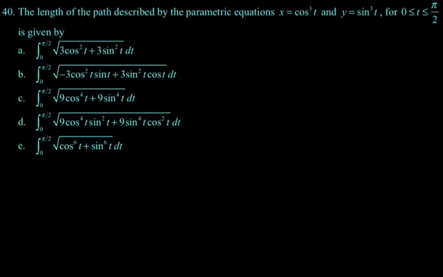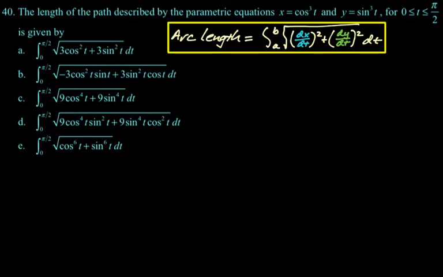All right. The length of the path described by the parametric equations, x is cosine cubed of t and y is sine cubed of t between 0 and pi over 2 is given by what? All right, so arc length, length of a path, distance traveled for parametric or vector valued functions, all the same thing. Arc length is the integral from a to b of the magnitude of velocity, or the speed, square root of dx dt squared plus dy dt squared. Let's just find these things.